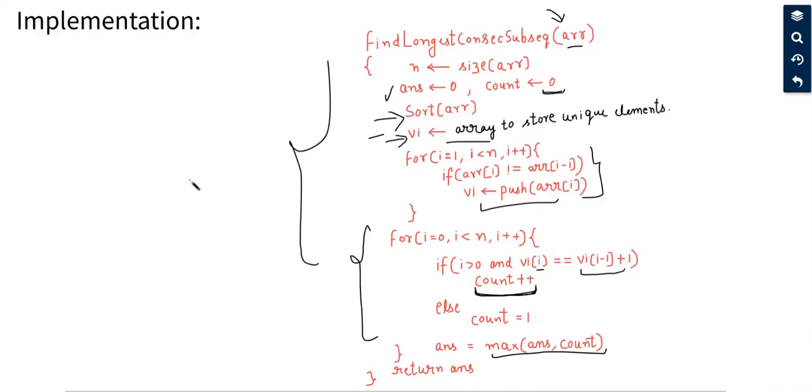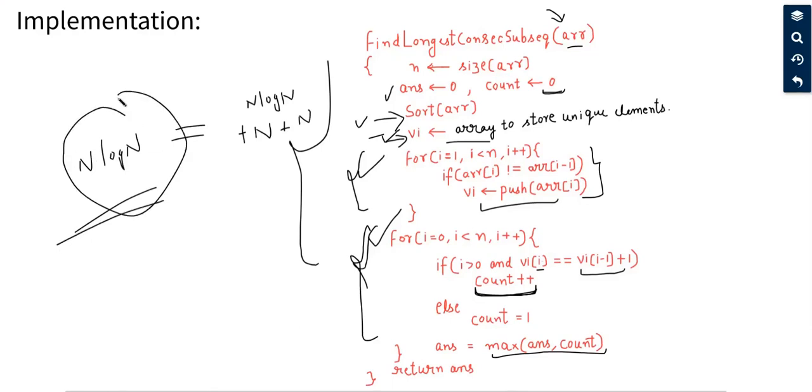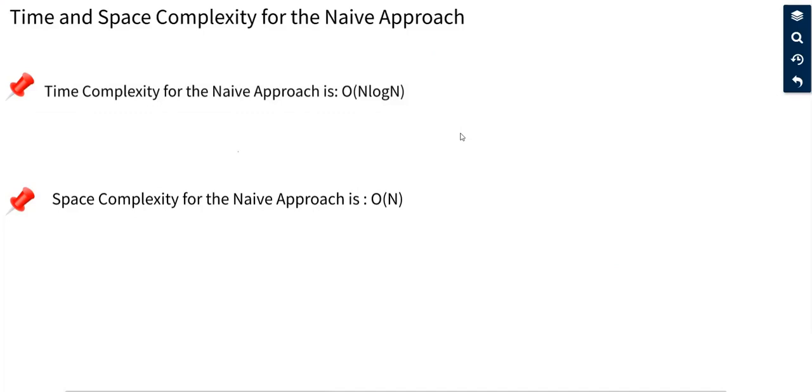What is the time complexity for this solution? The sort function takes n log n time complexity, while we are iterating over the array once. That will take linear time complexity, and here we are iterating over the array which stores unique elements. That is also going to take linear time complexity in the worst case, which gives an overall time complexity of n log n. Therefore, this is my final time complexity. What is the space complexity? Since I'm using an extra array to store the unique elements, the space complexity would be linear. Let's see another approach to solve this problem.